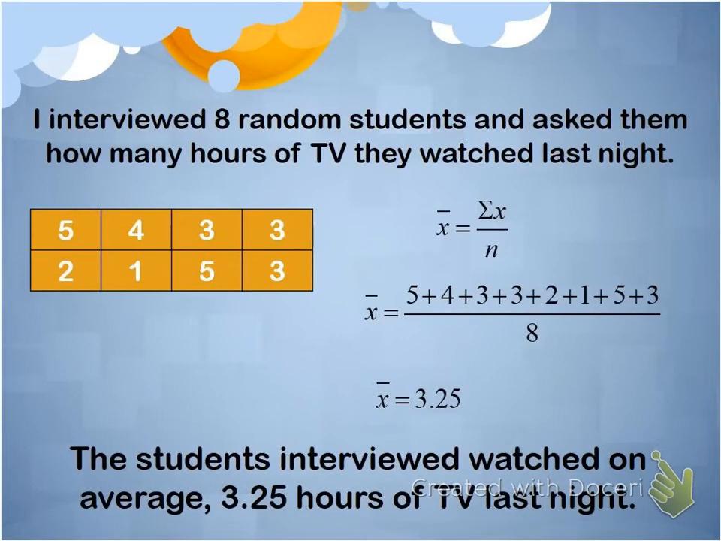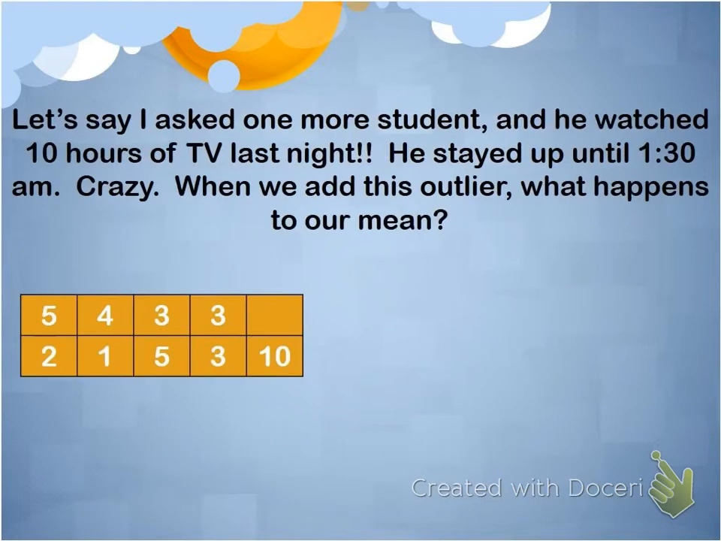On average, what your sample did, right? Now, let's say that we asked a 9th student, and the 9th student watched 10 hours of TV last night. It was a complete veg night, and they watched 10 hours, right? Stayed up until 1:30. It's nuts. But what happens to our mean if we include what is basically an outlier, an unusual individual data piece within our set?